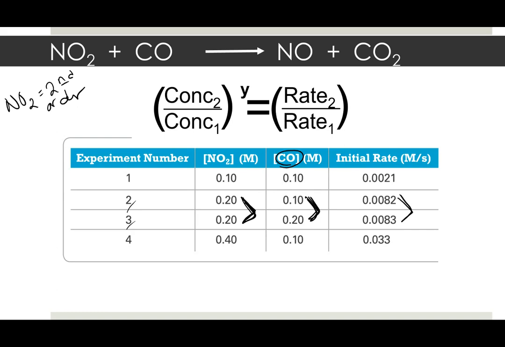Ooh, look at those rates. This is the easiest one. When I double the concentration of CO, does the rate of this reaction change? Nope, those are basically the same number. So right away, we can see pretty quickly that CO is a zero order reaction. Okay. So that's how we use the data to give us the orders when we have more than one reactant. We've got to look at the trials and make sure we're changing one thing at a time.